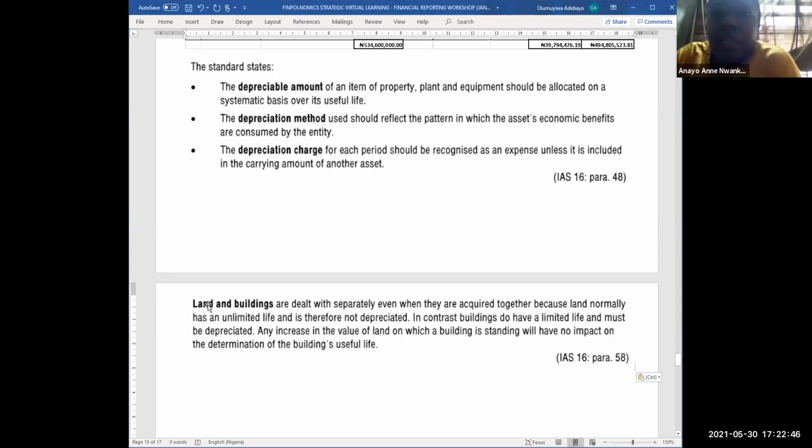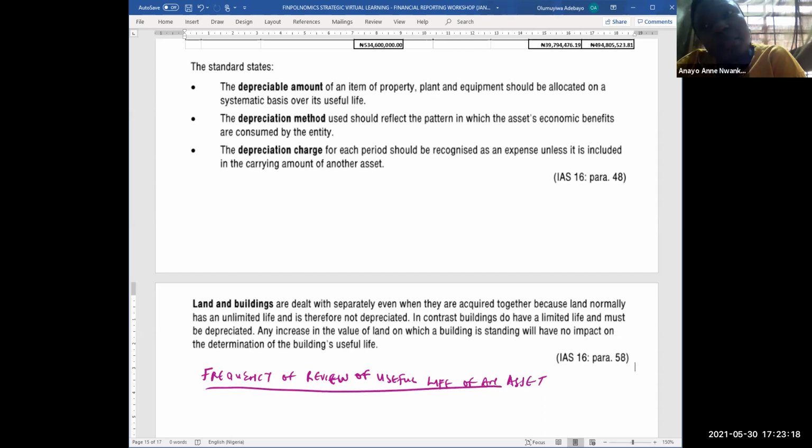The standard states: 1. The depreciable amount of an item of property, plant, and equipment should be allocated on a systematic basis over its useful life. 2. The depreciation method used should reflect the pattern in which the asset's economic benefits are consumed by the entity. 3. The depreciation charge for each period should be recognized as an expense unless it is included in the carrying amount of another asset. Reference: IAS 16 paragraph 48.